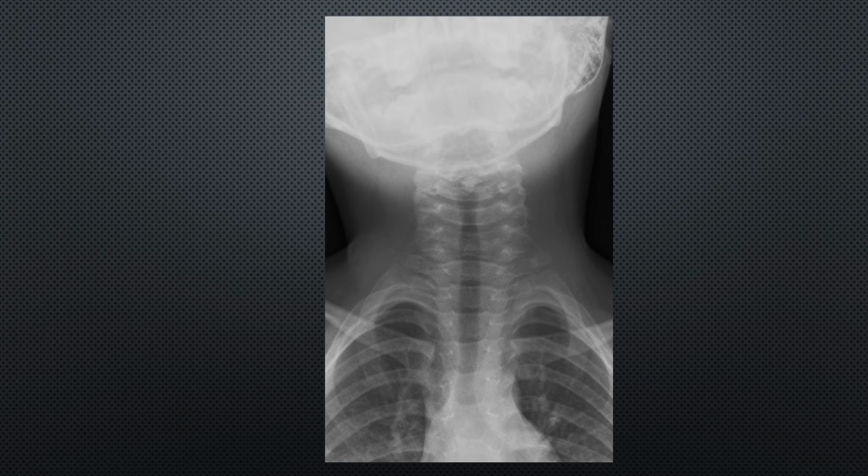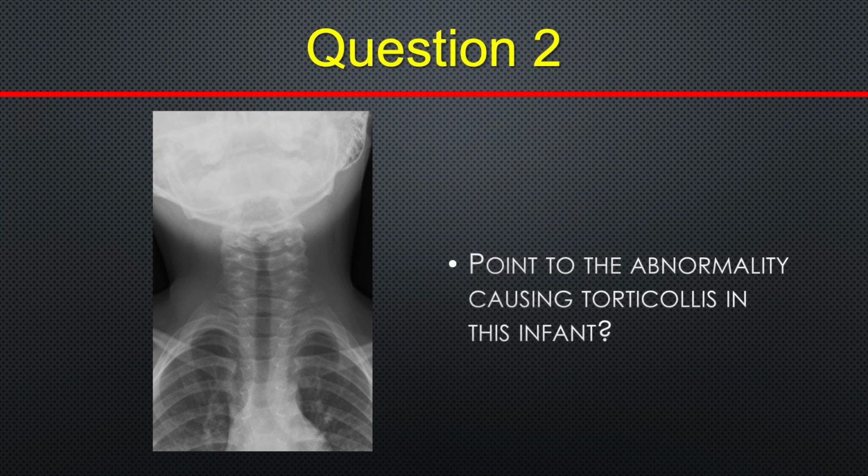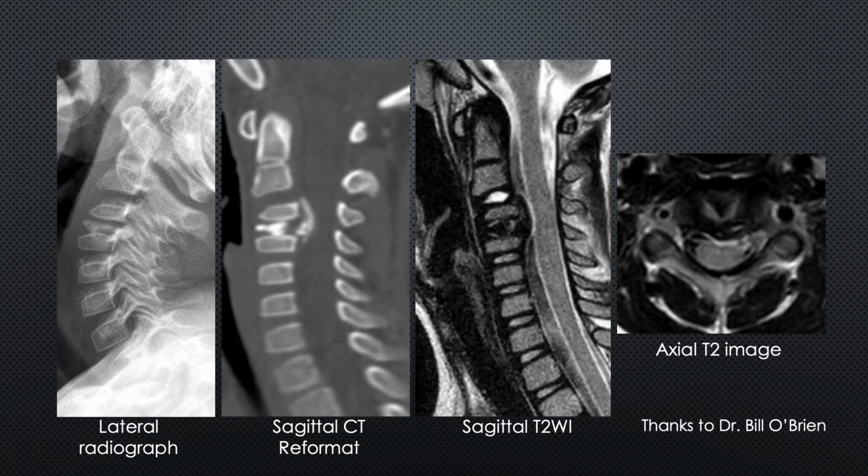All right, let's look at this cause. This is one of the cases that I showed earlier. What is the abnormality? Can you point to the abnormality causing torticollis? So, a frontal radiograph of the cervical spine. And there it is. There's a density there in the upper cervical spine. So what is that? Let's take a closer look.